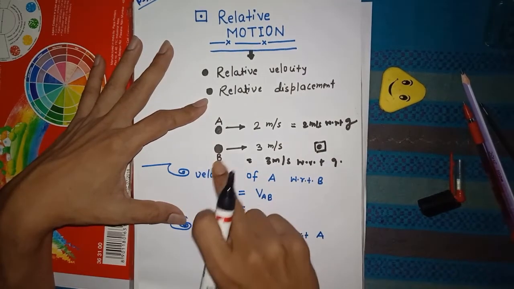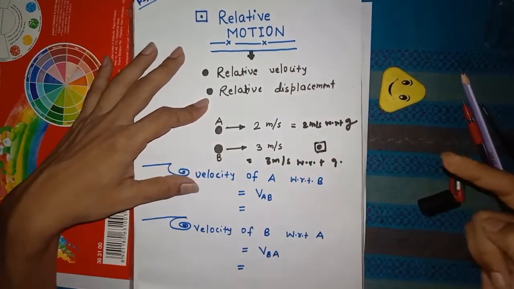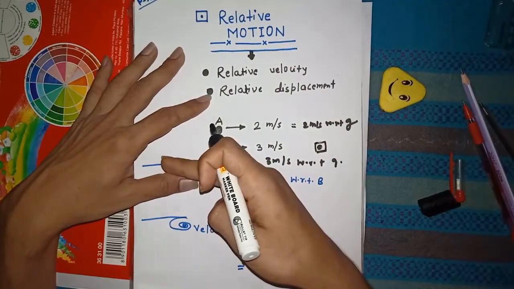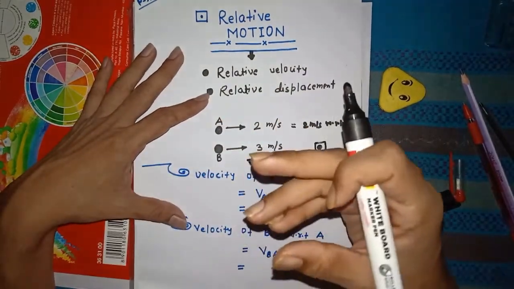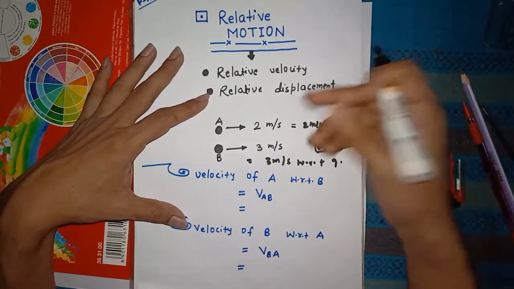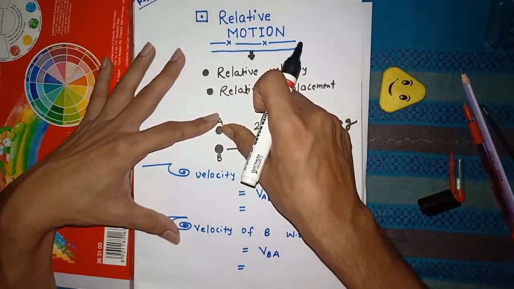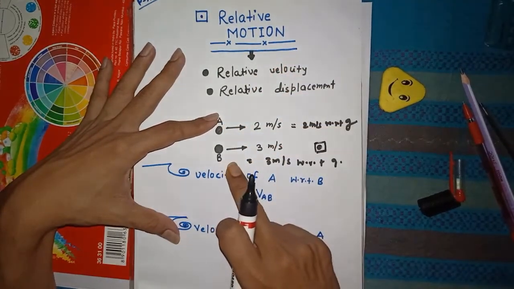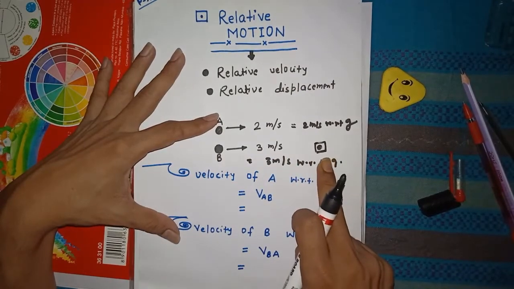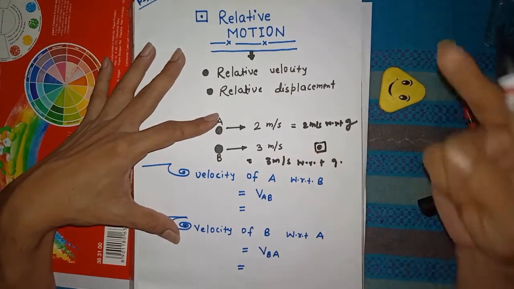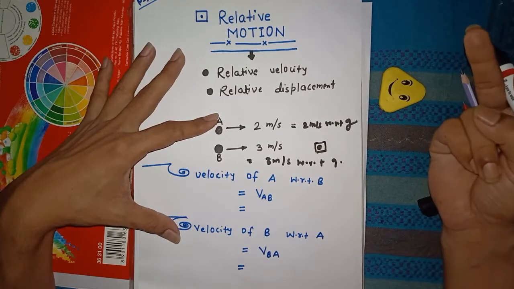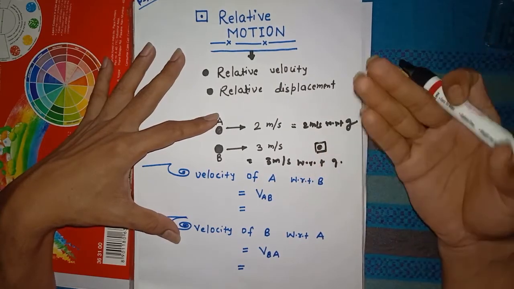What B sees is that A is moving in the opposite direction with the lesser speed, let's say 1 meter per second. But A perceives that B is moving in the eastward direction with a velocity of 1 meter per second. How can you say that?